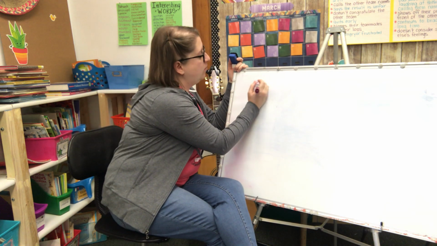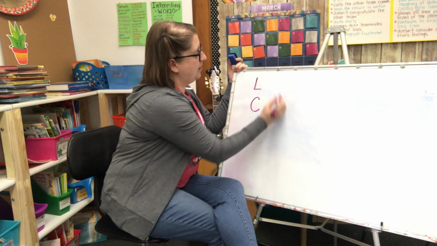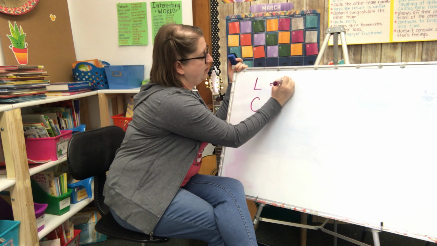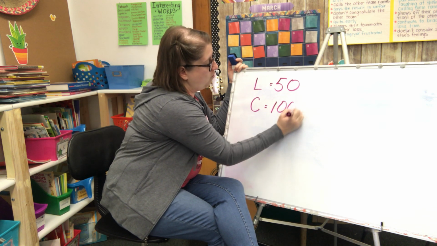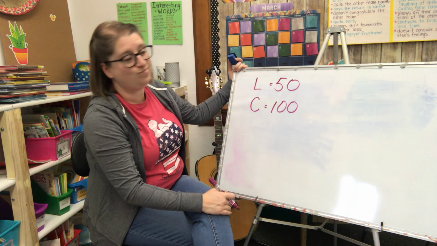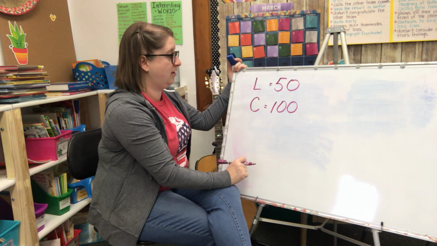We have 2 new Roman numerals that are going to appear on your paper that I don't believe are on any other paper. We have L and we have C. The L stands for 50. And the C stands for 100. So if you just see a C, it's 100. If you just see an L, it's 50.